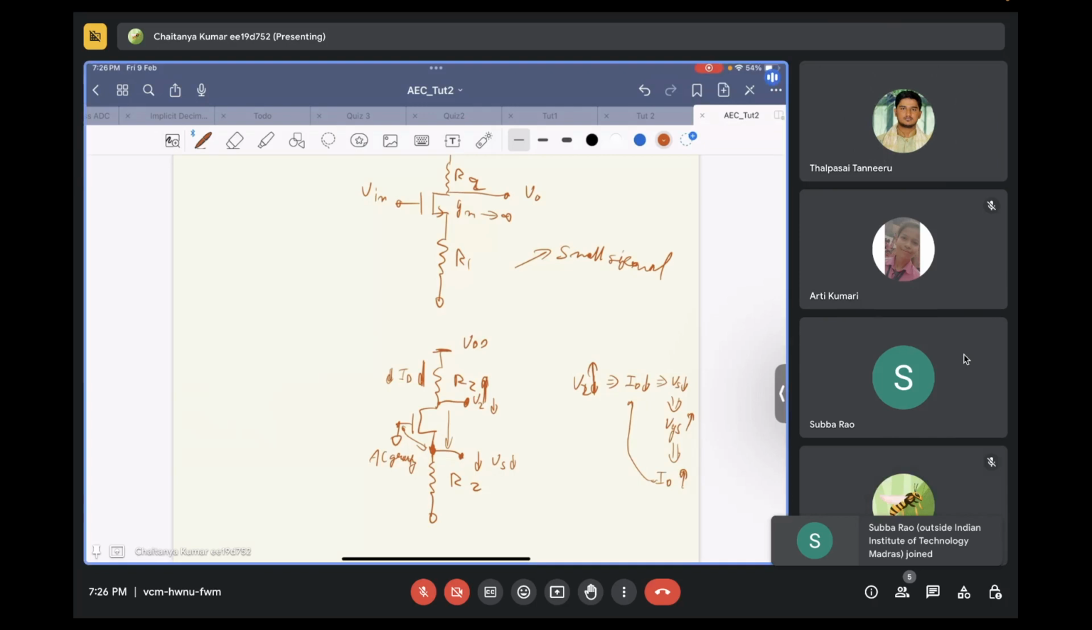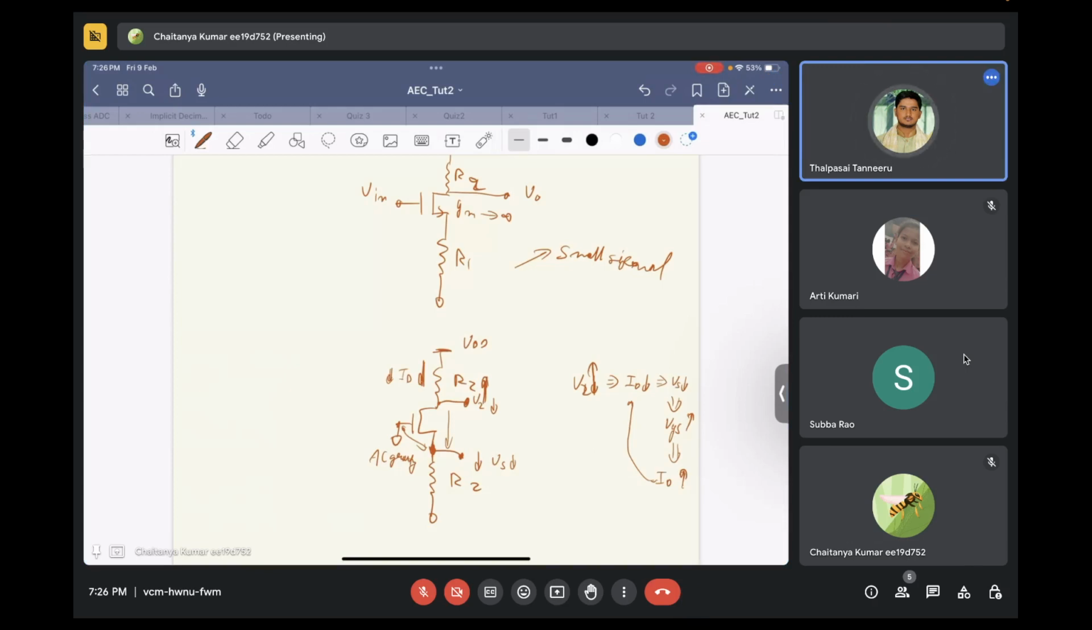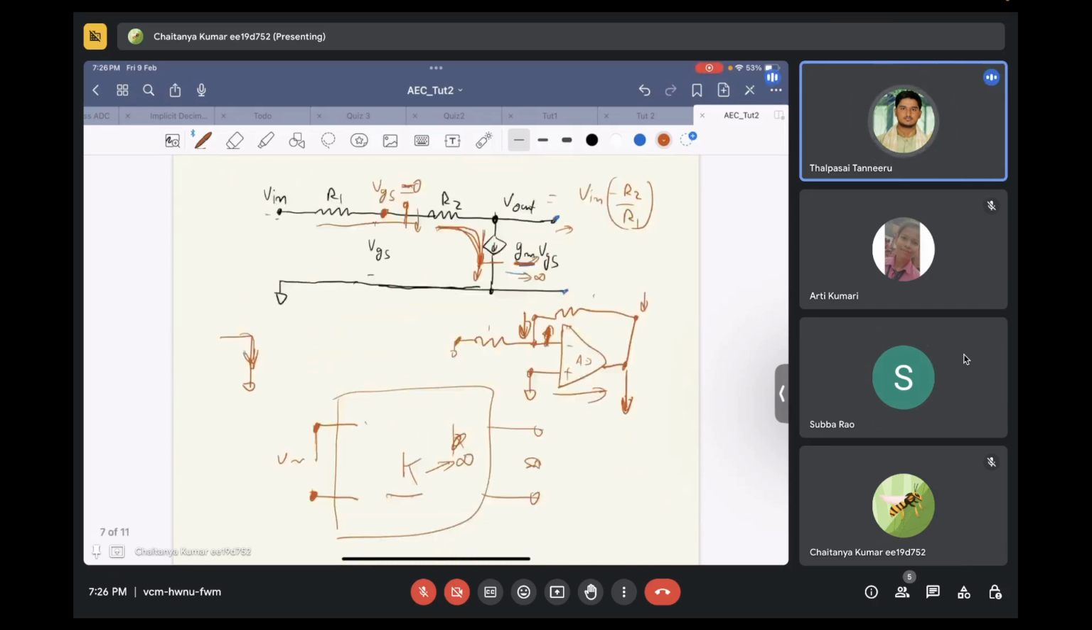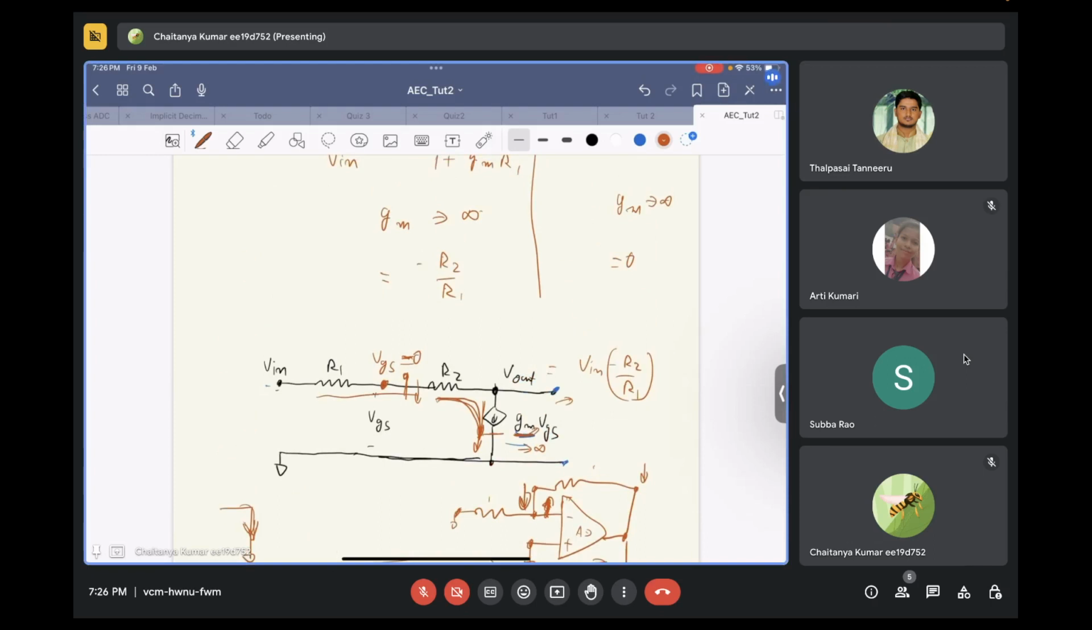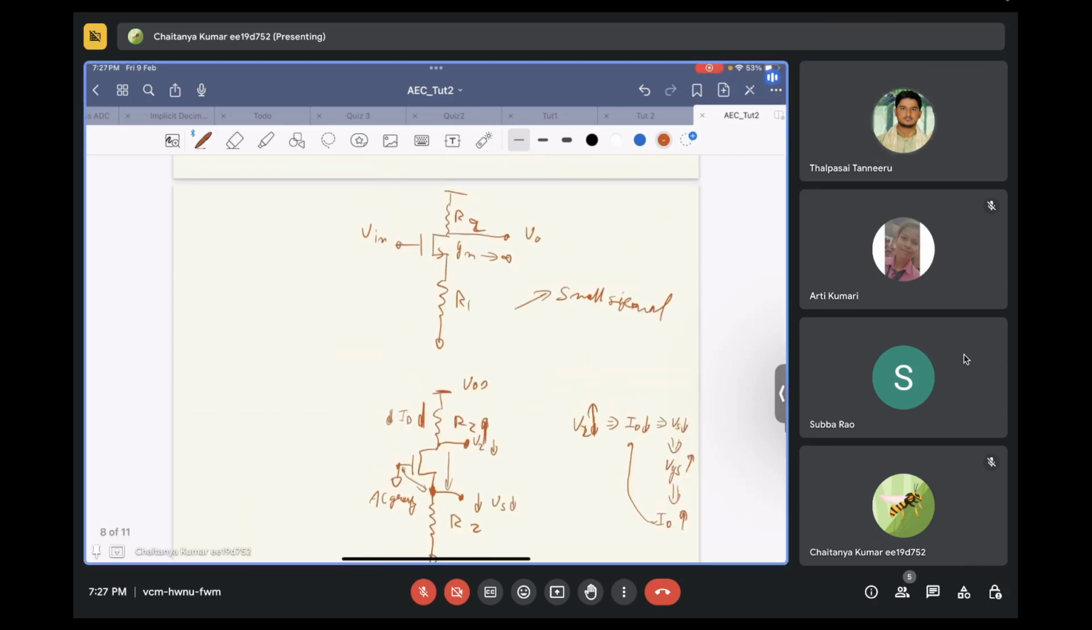Now, if the circuit is in negative feedback and GM is going to infinity, what will happen to the input? We discussed this over here, right? In a controlled source, if the gain goes to infinity, what will happen to the input? The input goes to zero, right? Yes, input goes to 0. The same thing will happen over here.